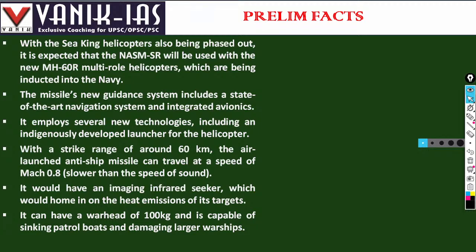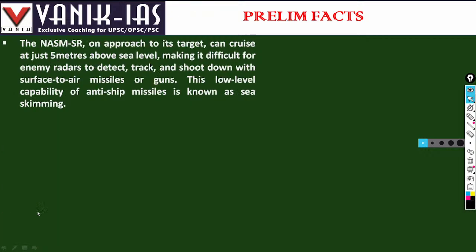With a strike range of around 60 kilometers, the air-launched anti-ship missile can travel at a speed of 0.8 Mach, slower than the speed of sound. It could have an imaging infrared seeker which would home in on the heat emission of its target. It can have a warhead of 100 kg and is capable of sinking patrol boats and damaging larger warships of the enemy.